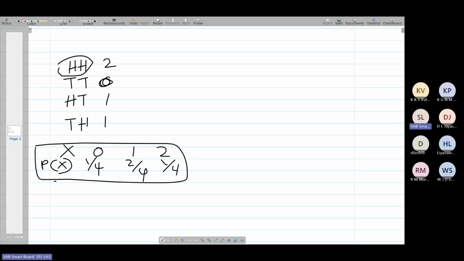Then this example, is it discrete or continuous? The random variable is the number of heads. Is it discrete or continuous?